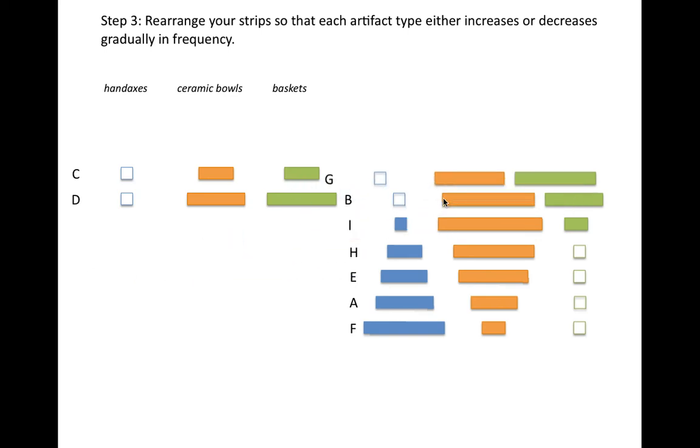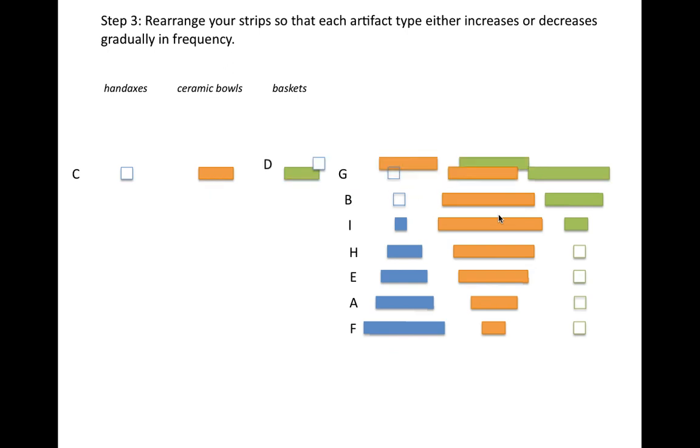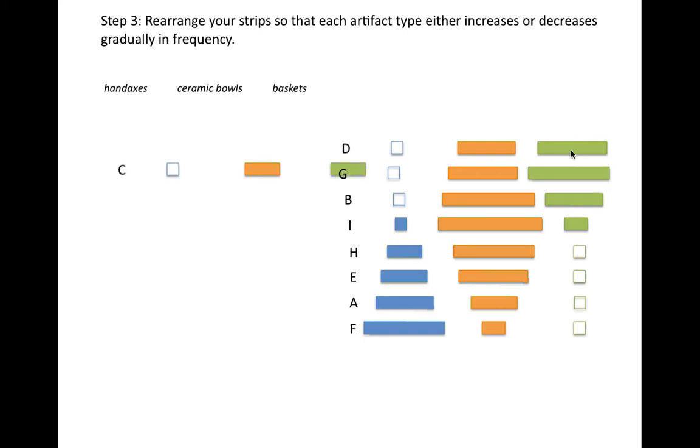Our next site, site G, so we're decreasing still the ceramic bowls, still increasing the number of baskets. Site D is next, and here we see a decrease in the number of baskets, but that's all right. It's still a nice smooth transition. And then finally site C.